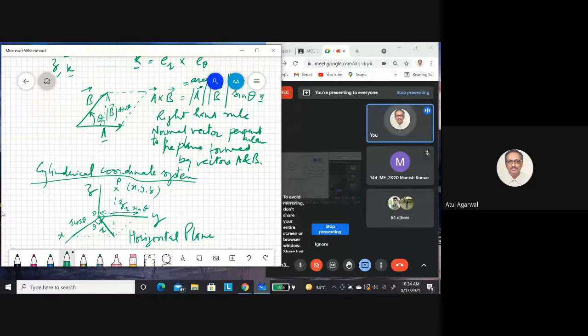Now what are your coordinates? r cos theta, r sine theta, and z. This is the way you define the cylindrical coordinate system.